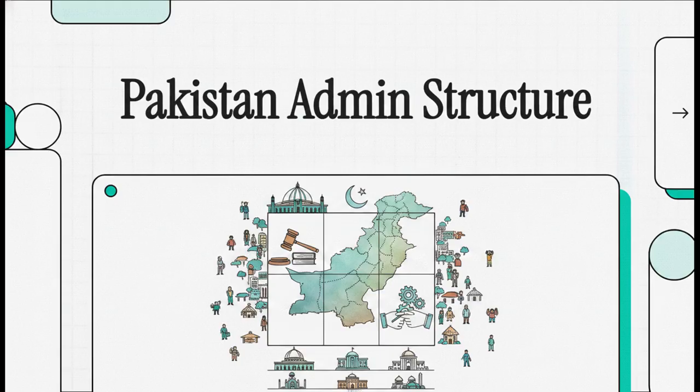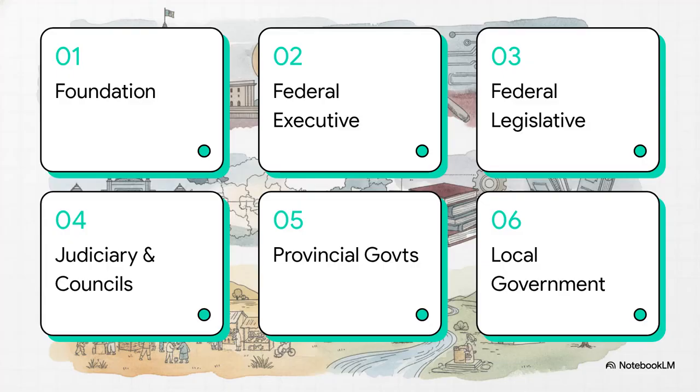Well, let's find out. Here's a quick roadmap of what we're going to cover today. First, the foundation of government. Second, the federal executive branch. Third, the federal legislative branch. Fourth, the judiciary and joint councils. Fifth, provincial governments. And finally, local government.